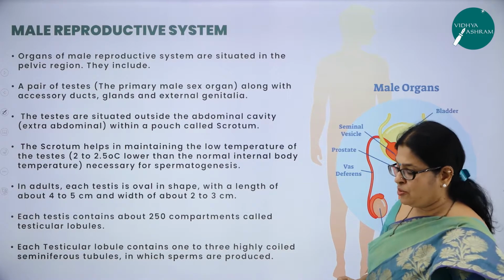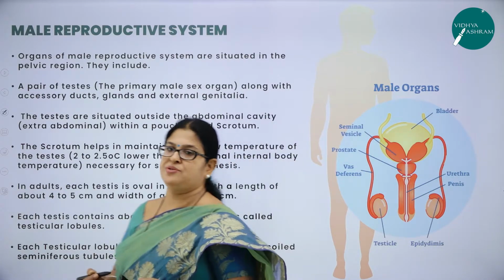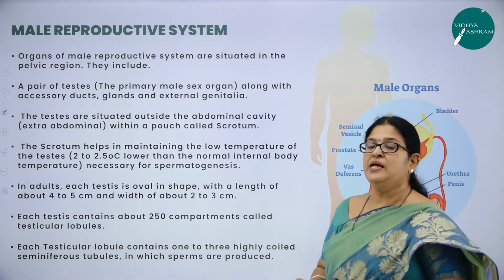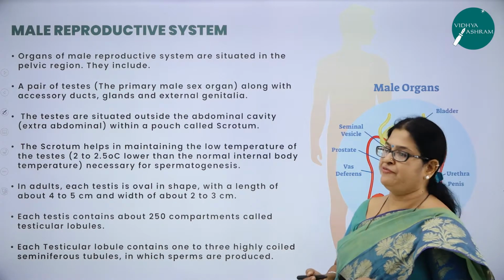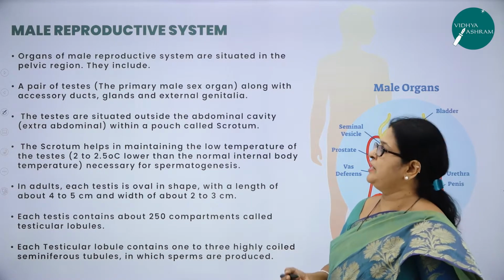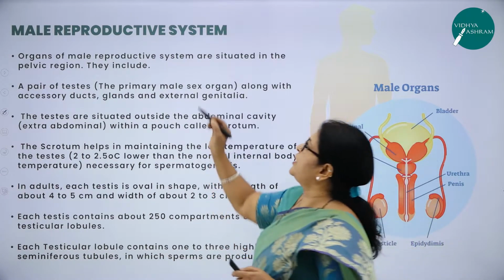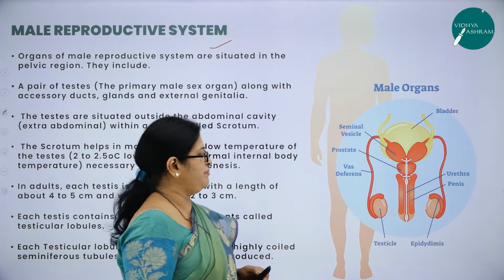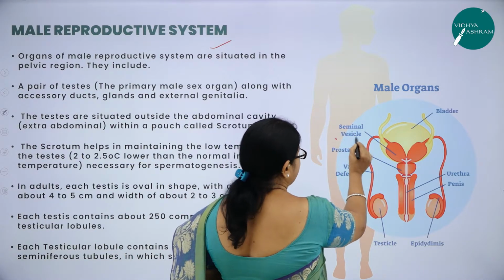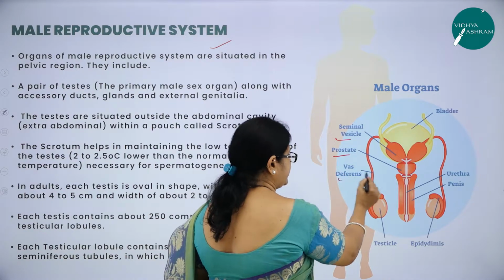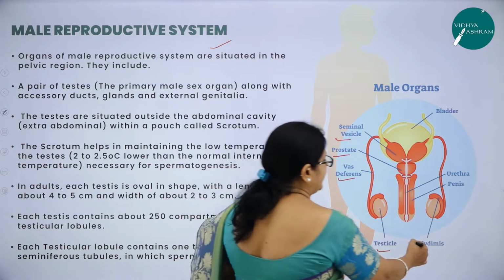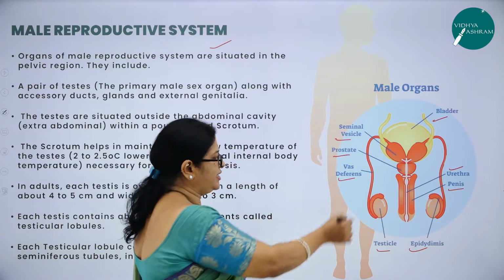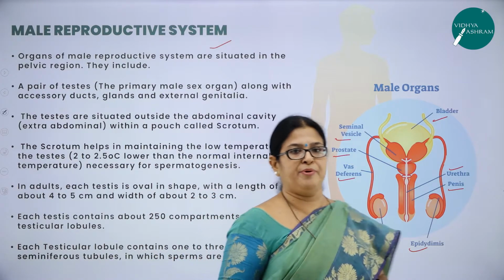Now moving on, let us study the male reproductive system and the female reproductive system, how they differ. As I said, the events of sexual reproduction differ in a male and a female. Now let us study the male reproductive system. So this is the diagram you can see here. These are the parts of the male reproductive system: seminal vesicle, prostate gland, vas deferens, testicles, epididymis, urethra, penis, and urinary bladder. So these are all the different parts of the male reproductive system.